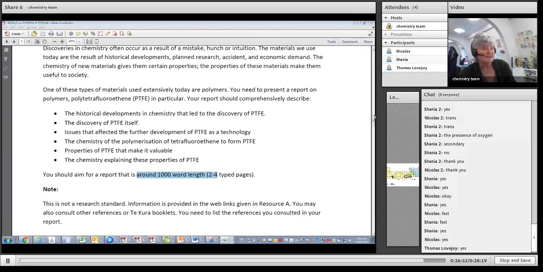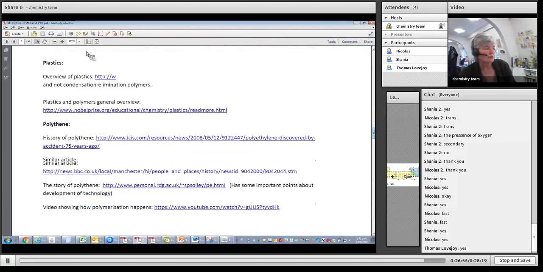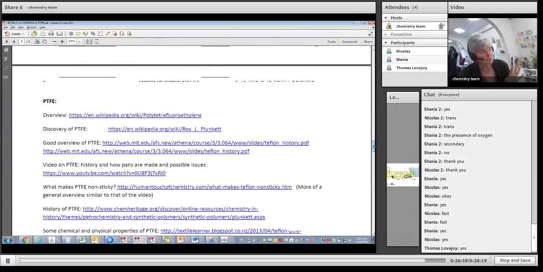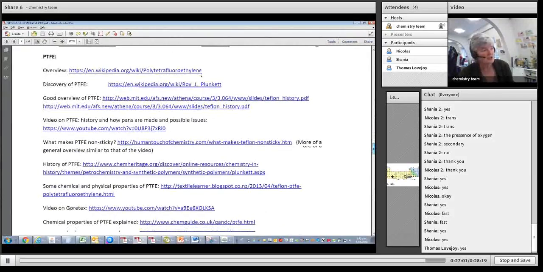Okay, and then in the same way, we have all the information, so you don't have to go looking elsewhere. Everything should be in here. Like what makes Teflon non-sticky. There's a lot of, there's history. Gore-Tex explains a bit about that.